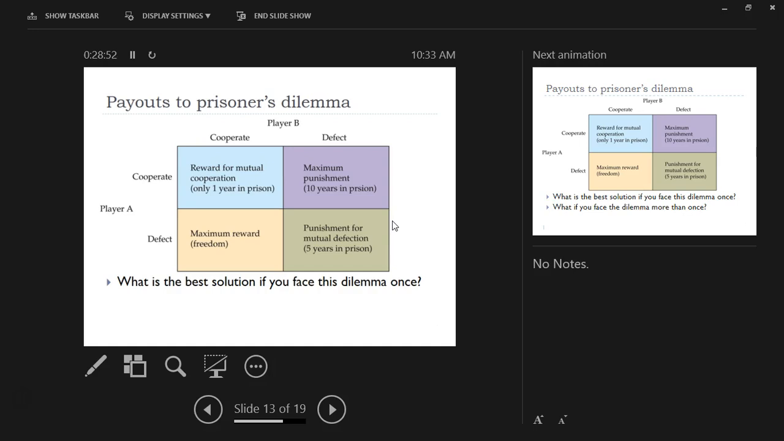What do you think? Let's say if you're only doing this once, the best bet is to work with the police, because the only chance that you have of facing maximum punishment is if you don't work with the police. Right. Okay. So the worst possible thing that can happen is if you don't work with the police and you get 10 years. So you're avoiding your worst possible outcome there. Other thoughts?